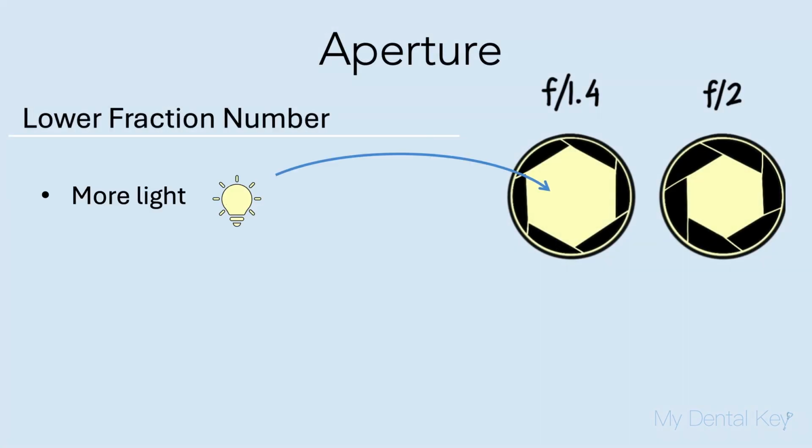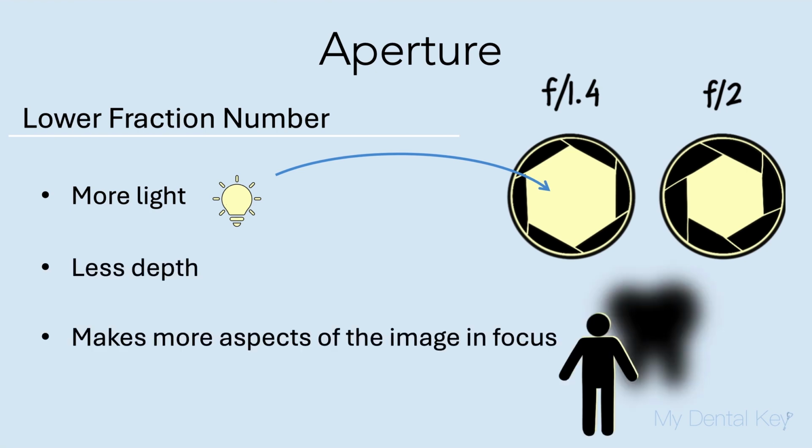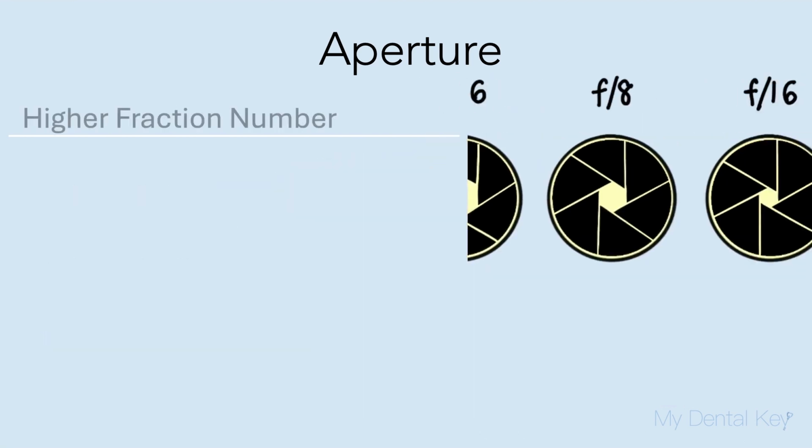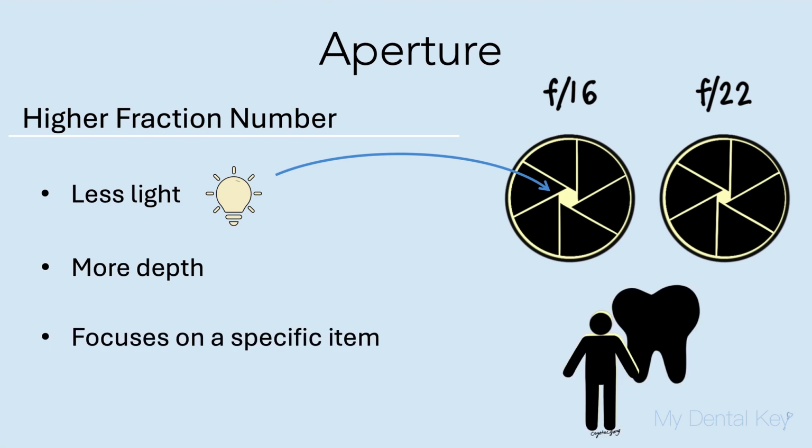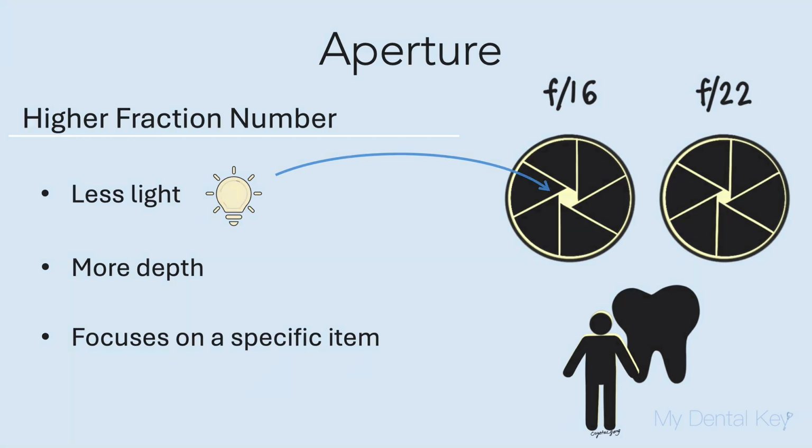With a lower fraction number, more light is allowed into the lens and there is less depth for the image. For example, f8 or 1/8 can be used to capture more light and make more aspects of the image in focus. Conversely, with a higher fraction number, there is less light and more depth. For example, f22 or 1/22 can focus on a specific item in the photo.